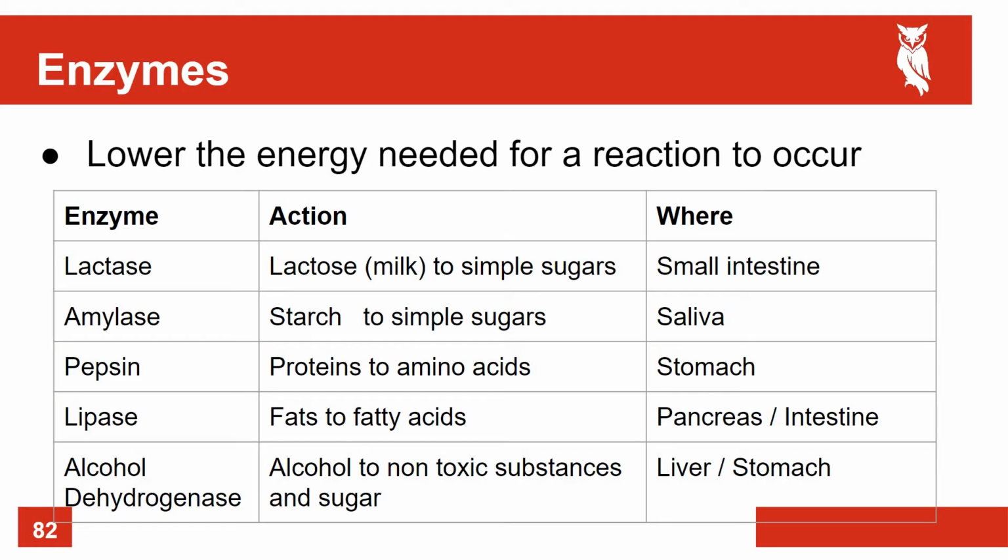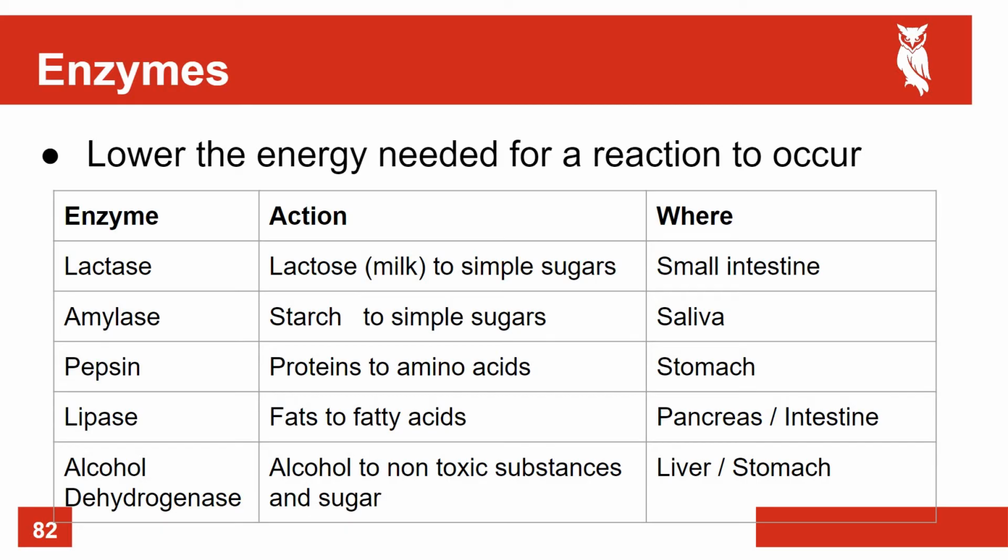These are some examples of enzymes. Lactase breaks down lactose. You're going to find this in your small intestine. Amylase breaks down starch. Pepsin breaks down proteins to amino acids. You're going to find this in your stomach. Lipase breaks down fats to fatty acids. And then alcohol dehydrogenase breaks down alcohol to non-toxic substances. This is found in the early stomach.